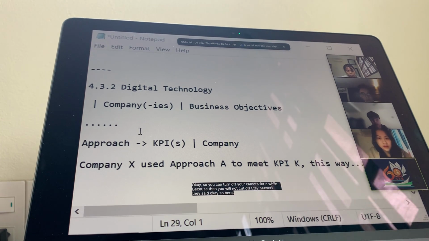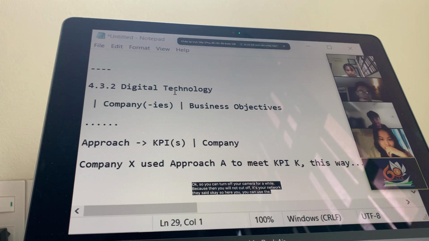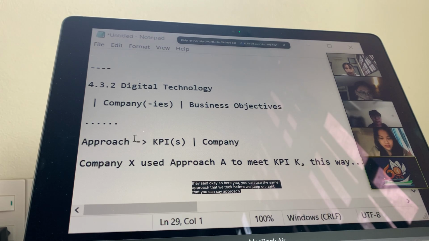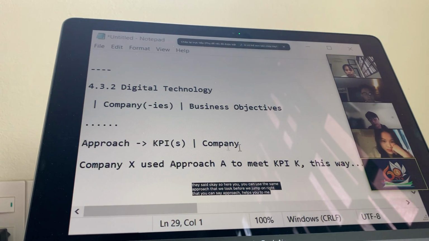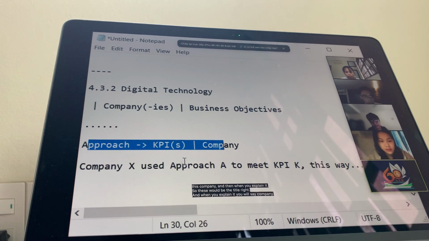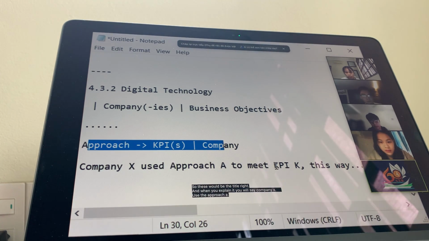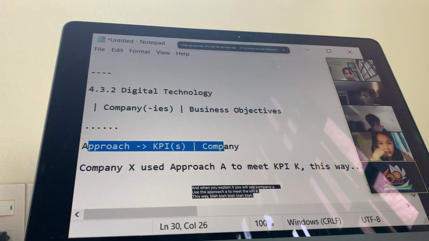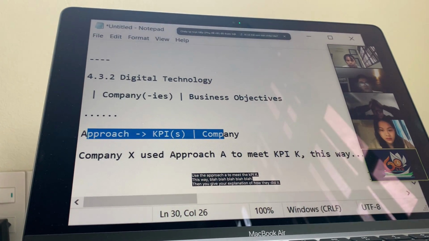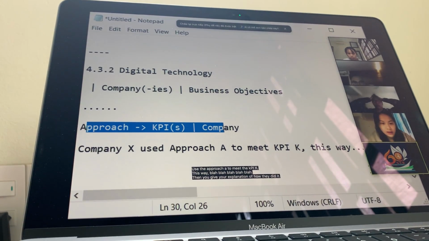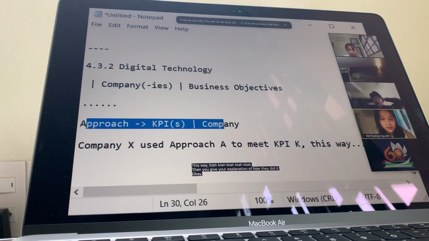So here, you can use the same approach that we talked about before with Chong'an, right? That you can say the approach helps you to meet the KPI for this company. And then when you explain it, this would be the title, right? And when you explain it, you will say company X used approach A to meet KPI K this way, blah, blah, blah. Then you give your explanation of how they did it. Yes. Okay. Other questions then?